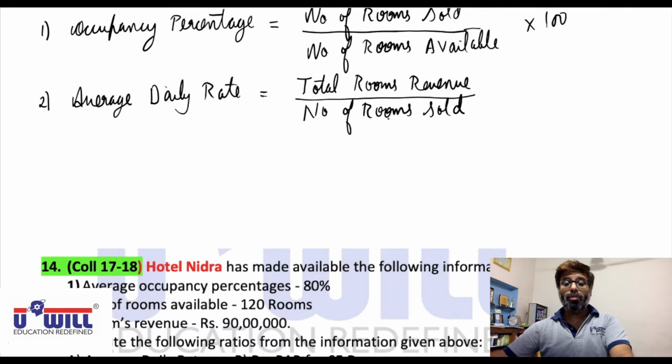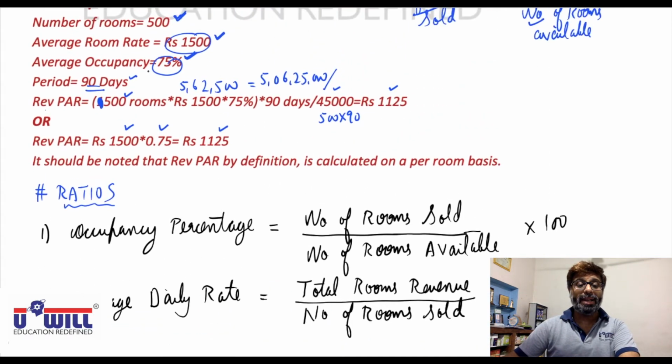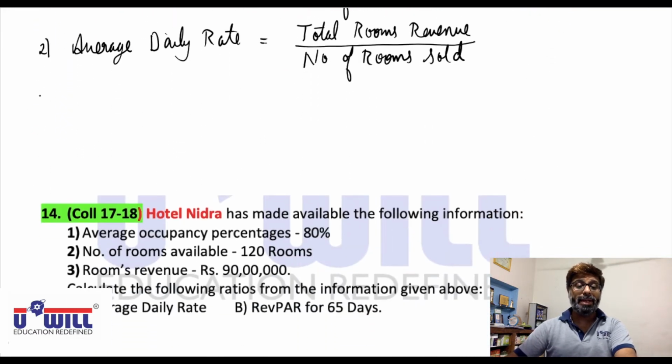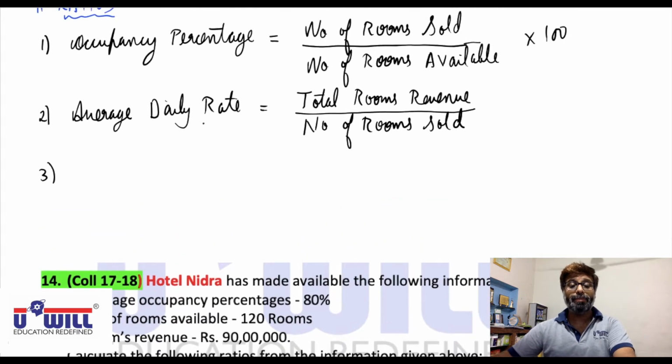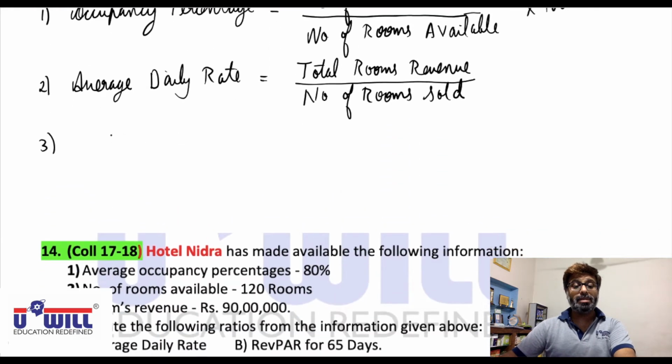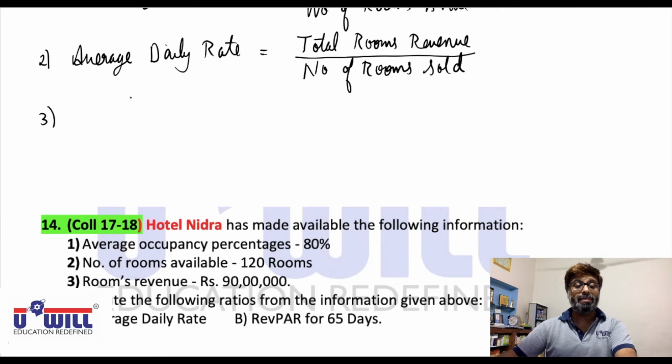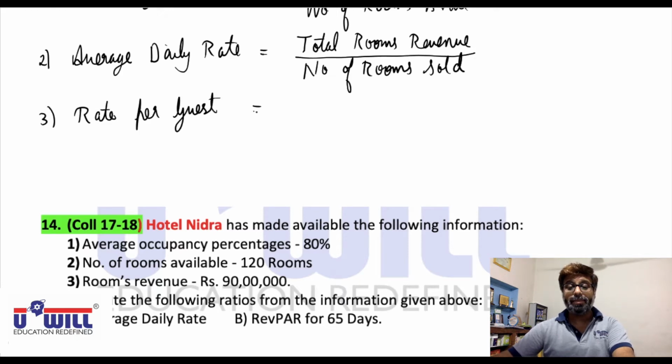But we have to take the room revenue and room sold for a particular period. Like in this question, it was all given for 90 days. Same way, we have to take it for any one particular period. Maybe 90 days, maybe 3 months, maybe 4 months, maybe 1 year. That way. Then third formula, which is asked in exams, is rate per guest.